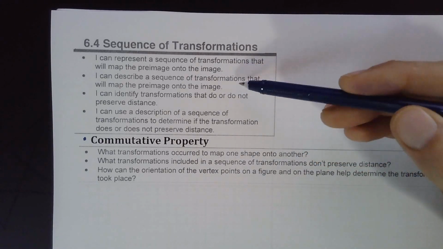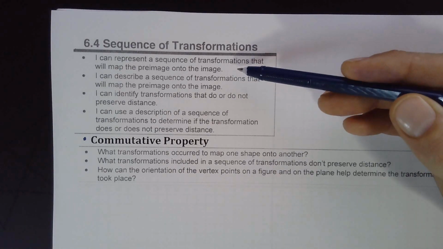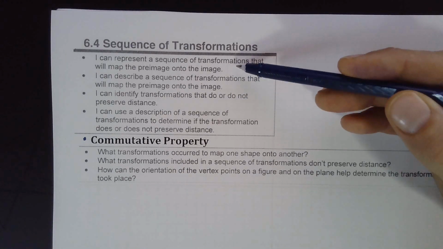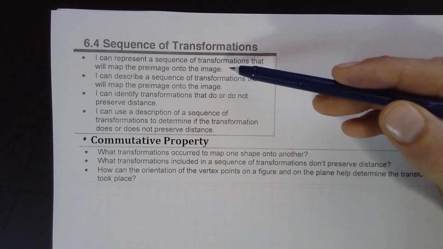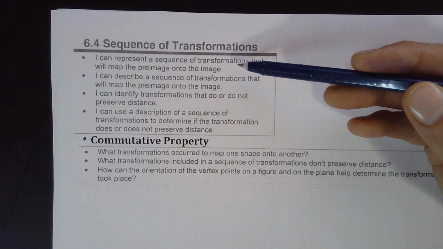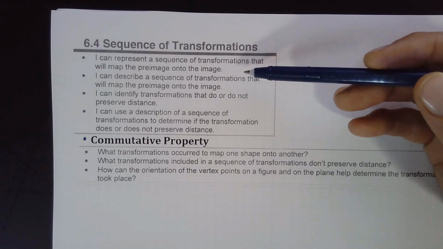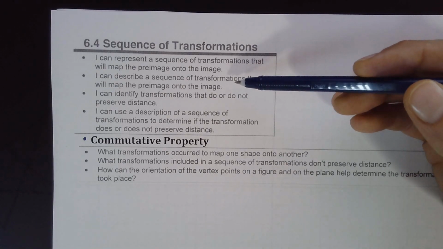so these are pretty similar. One is like the opposite of the other. This one's saying I can represent a sequence of transformations that will map the image onto the preimage, right? And this one's saying I can describe a sequence of transformations that will map the image onto the preimage, right?